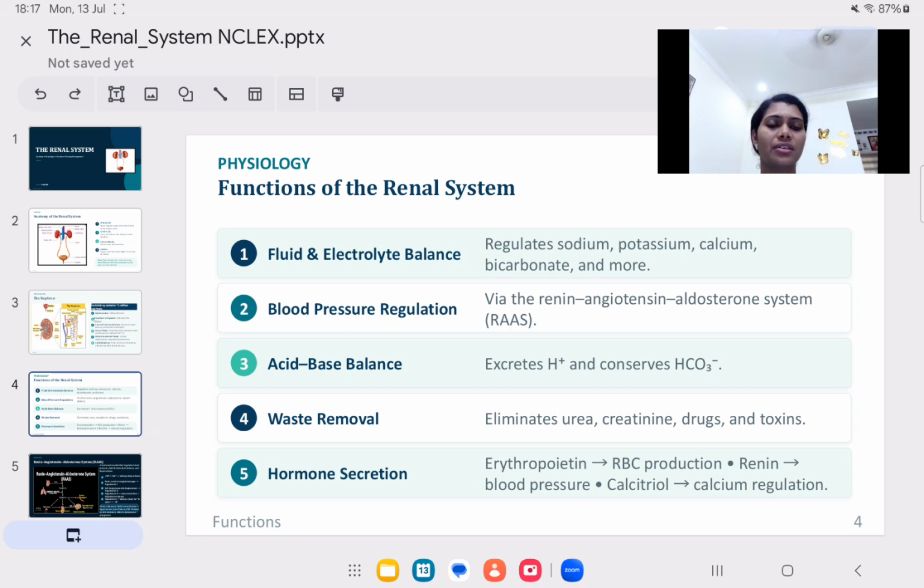Because in kidney disease and all, the kidney function is not taking place properly. Dialysis is doing the function of the kidney. So we are giving erythropoietin injection. The kidney is not regulating the hormones, erythropoietin and all, properly. So we are giving erythropoietin injection for the RBC production, and renin for the blood pressure monitoring, and calcium for the calcium regulation. Okay, so the function of renal system is clear for all of them.